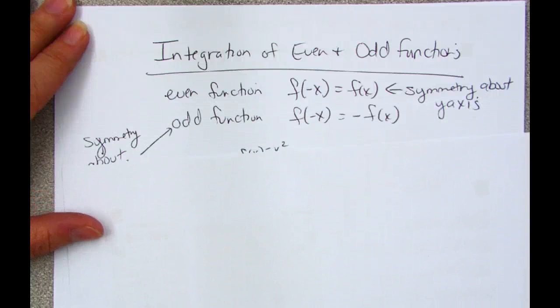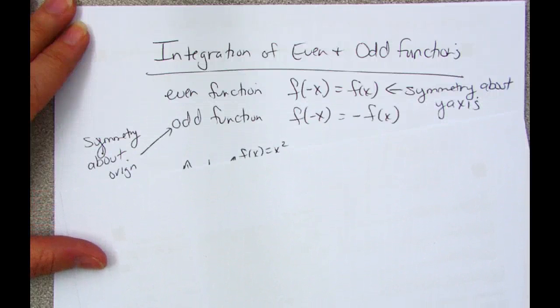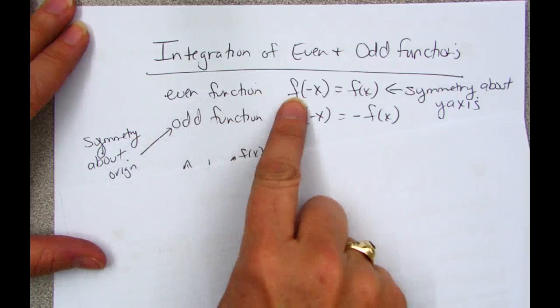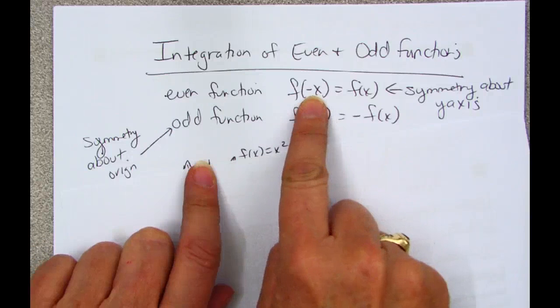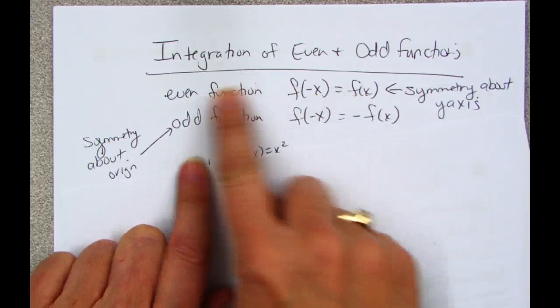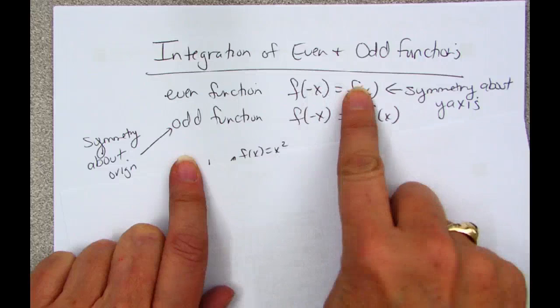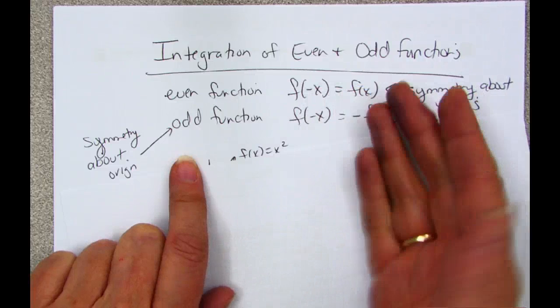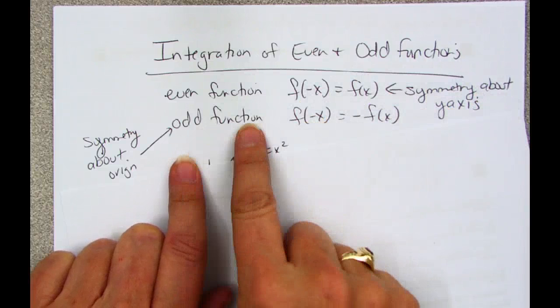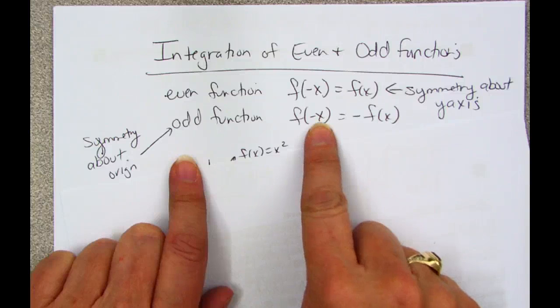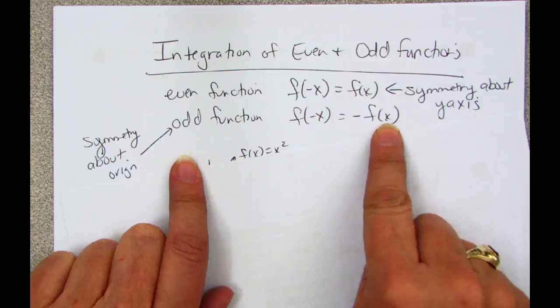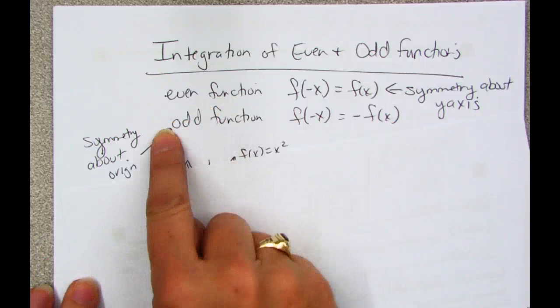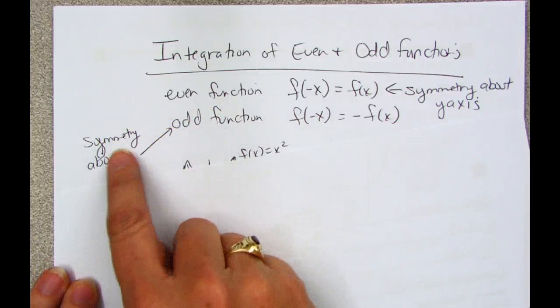Just as a small review, the way you tested the function is you dropped in a negative x. When you put in negative x into the function and got the original function, we called it an even function. And an even function has symmetry about the y-axis. An odd function, when I dropped in the negative x, would produce the negative or the opposite of the original function. An odd function, when you graph it, has symmetry about the origin.